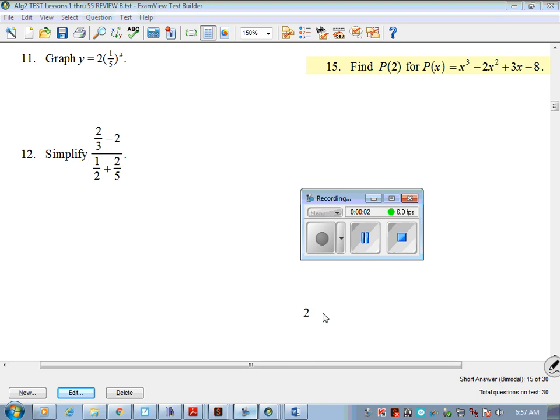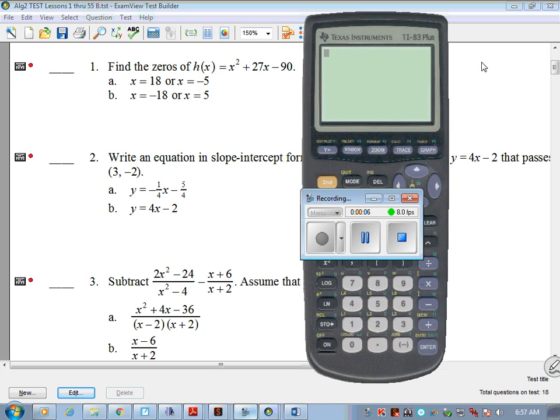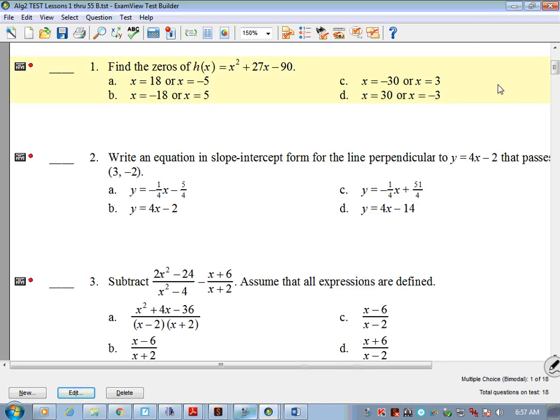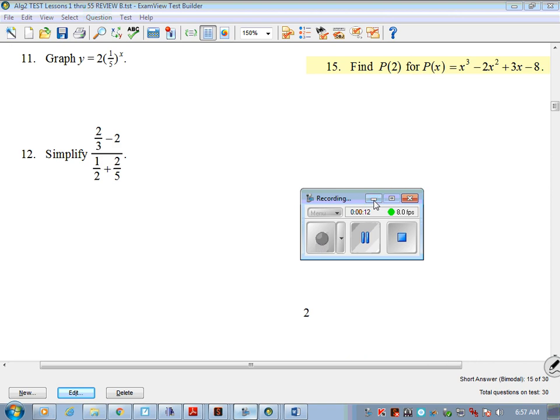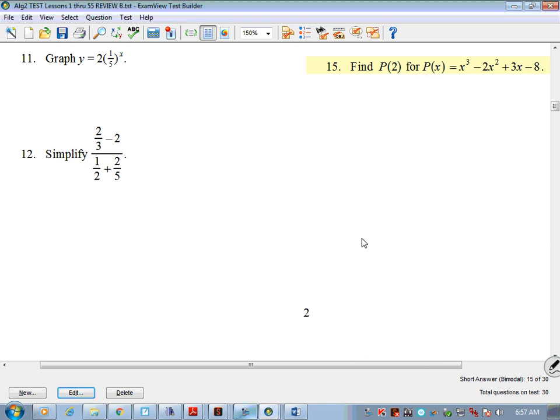All right, the next question I want to look at is question number 11. And in question number 11, this is going to come from lesson 47, graphing exponential functions.